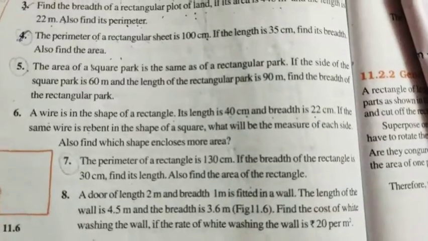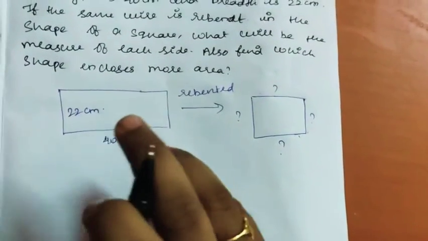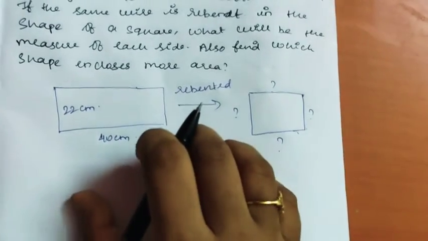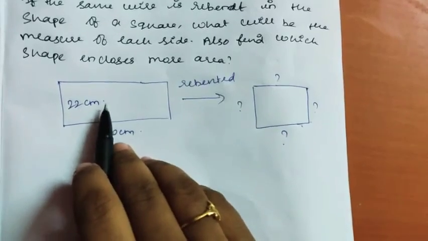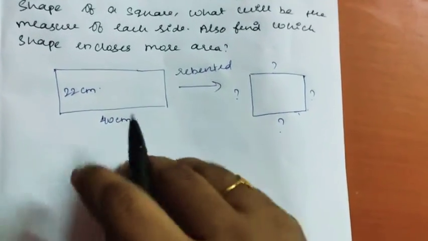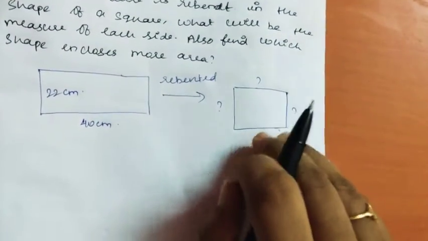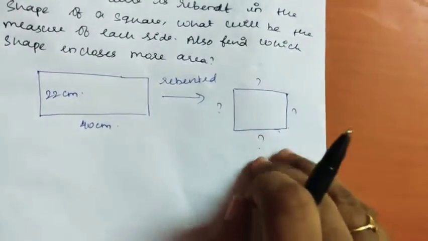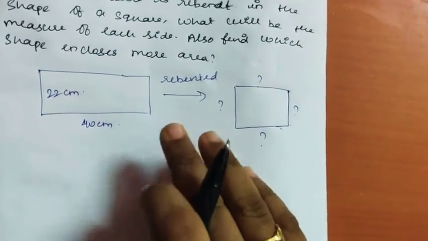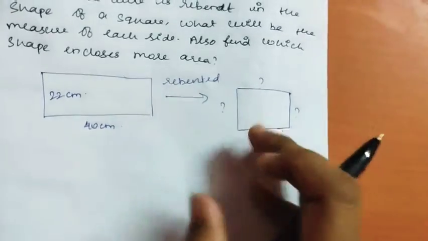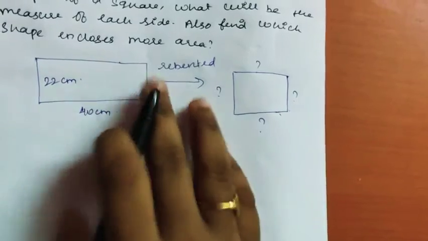Let us solve this sum. What they have given is a wire in the shape of a rectangle with length 40 centimeter and breadth 22 centimeter. This rectangular wire is rebent, that means transformed into the shape of a square. So we have to find the side of the square, compare both the areas, and find which shape encloses more area, whether the rectangle or the square.